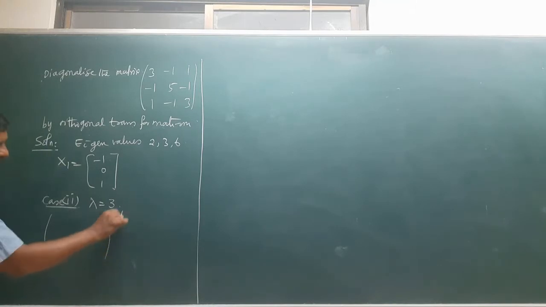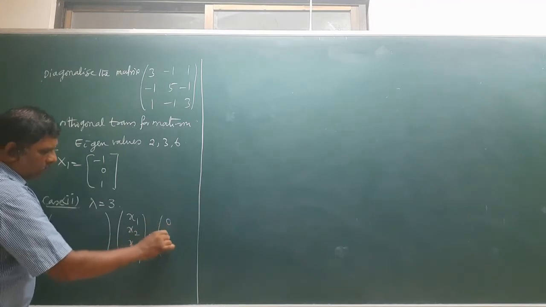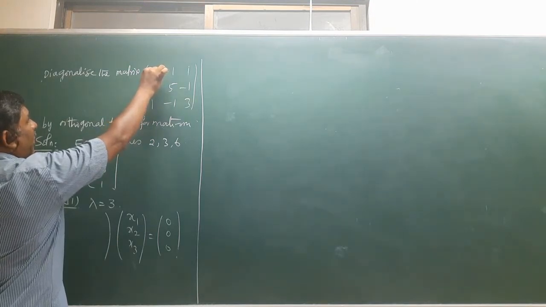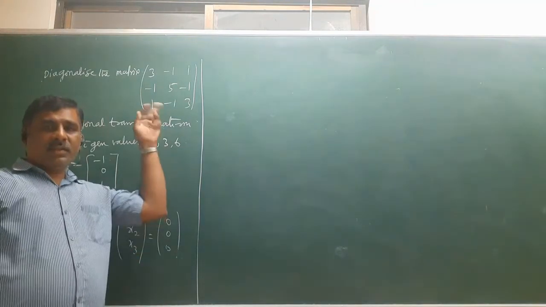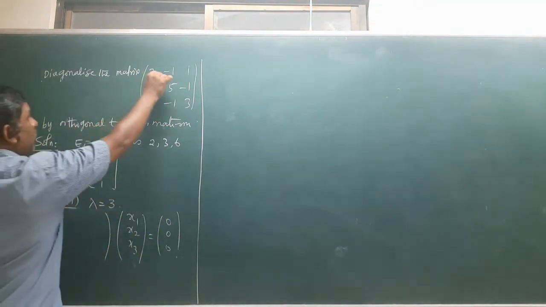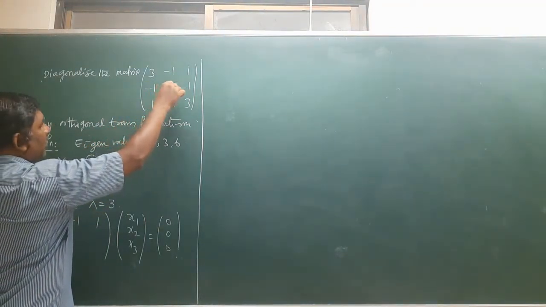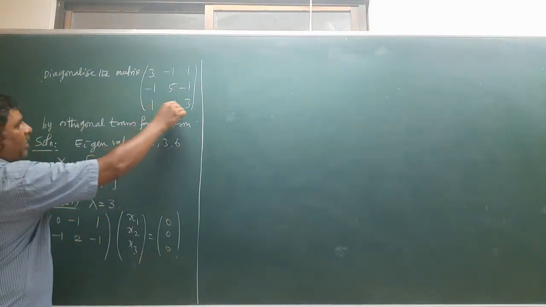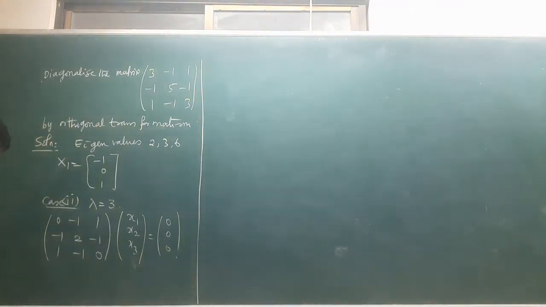When lambda equal to 3, we are going to form the matrix. We have to substitute minus 3 in the diagonal. When we substitute minus 3 in the diagonal, we get 0, minus 1, 1, and then the second row is minus 1, 2, minus 1. The last row is 1, minus 1, 0. So find the eigenvector for this.